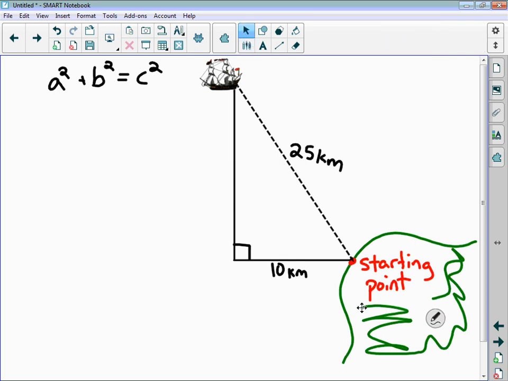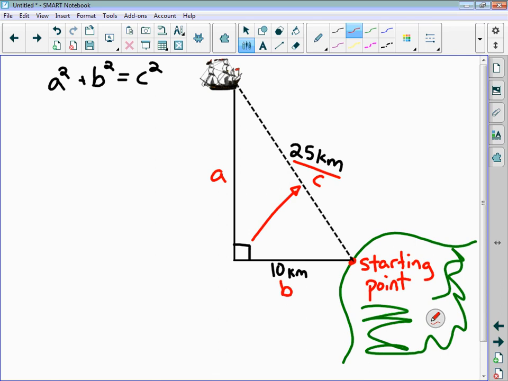So c squared is always the hypotenuse. Here, the hypotenuse is opposite the 90-degree angle. It is also the longest side. So this is our hypotenuse. This would be c, and then we can just call the other two sides, the legs, a or b, whichever one we want. So we can call this a, we can call this b. And now we're going to solve for what a is in our equation.